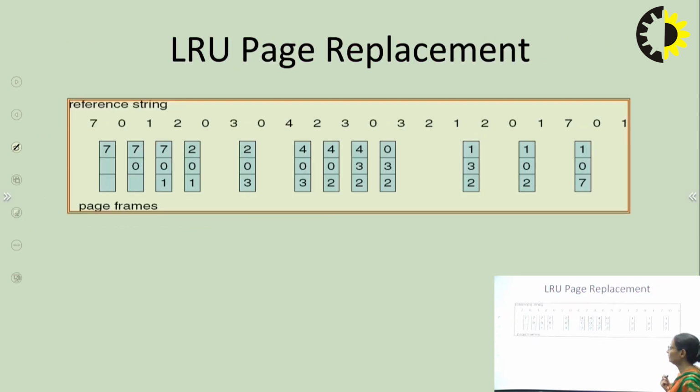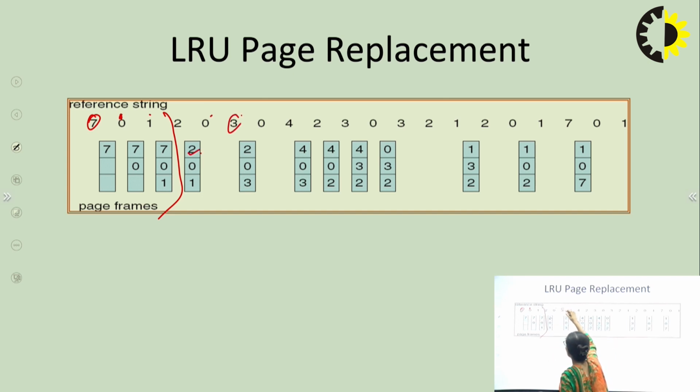So this is my reference string. Again, 3 page faults. In the case of 2, again there is a page fault. So I have to select among 7, 0 and 1. Among 7, 0 and 1, which is used first? 7 has been used first. So we have replaced 7 with 2, no page fault.